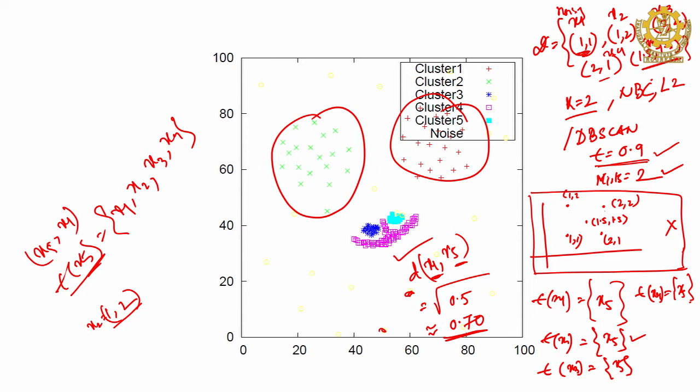Right, x5 is a core point. What will be the neighbors, the points within the epsilon neighborhood? That is x1, x2, x3 and x4. These points were already seen, but it was a temporarily noisy point. Now you mark this point as actually part of the cluster. So, it will form a single cluster by DBSCAN.